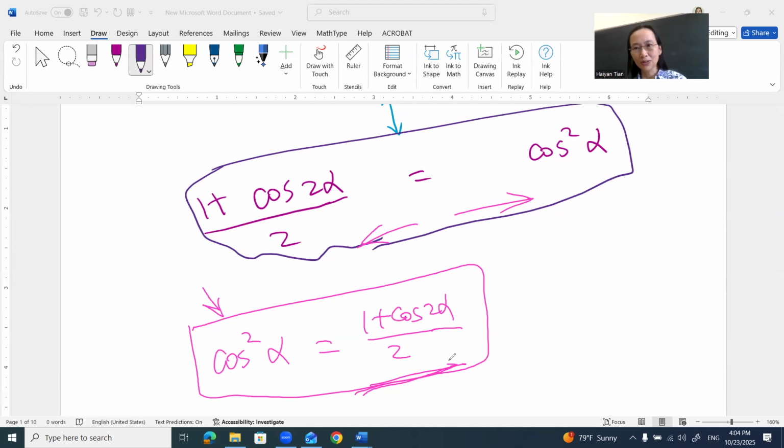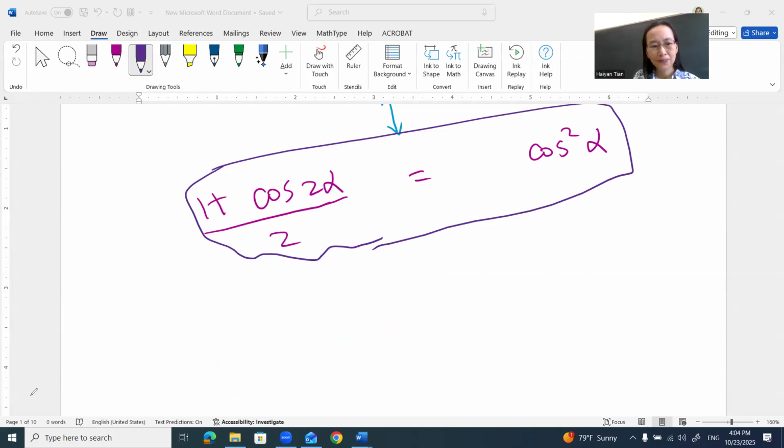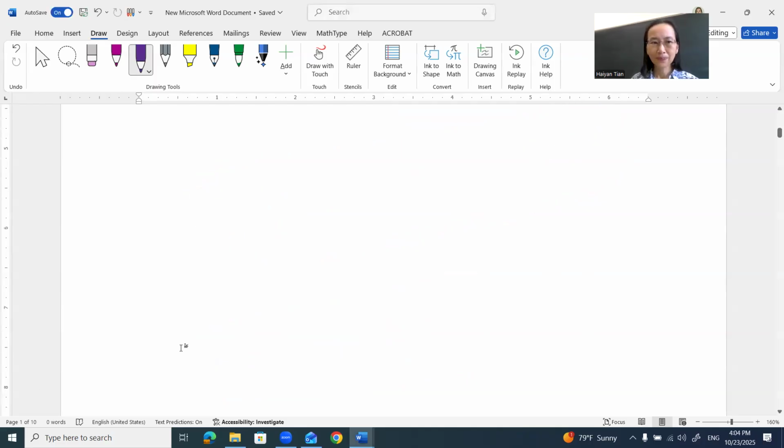Actually it shows the purpose of the formula. That means it can serve the purpose of reducing power. Okay, now let's think of a problem.